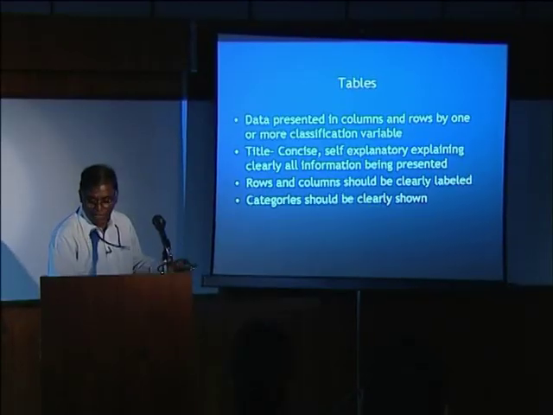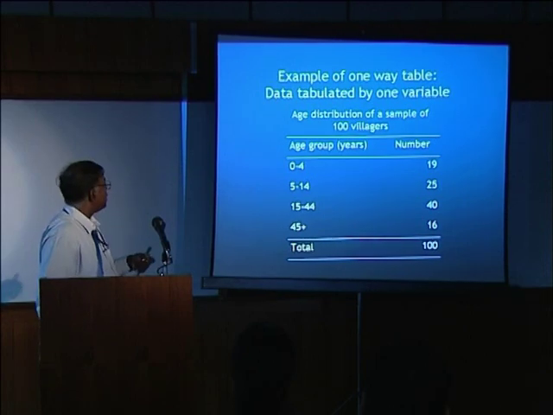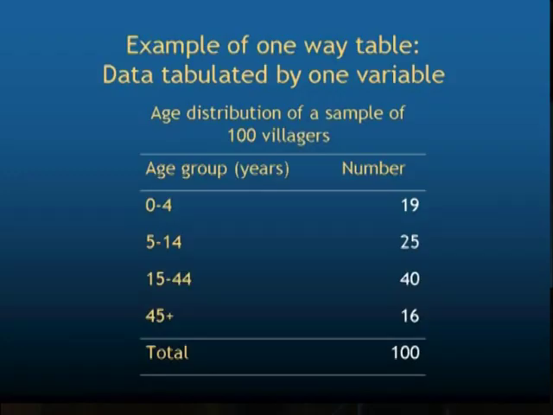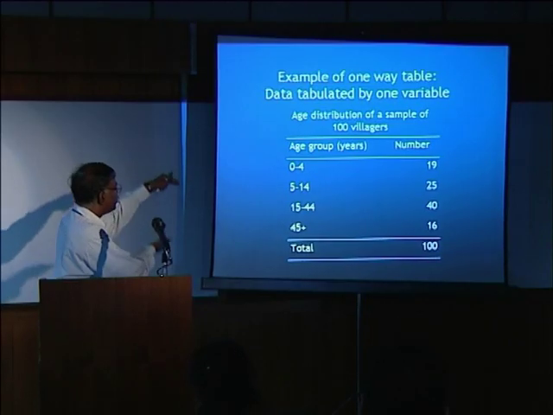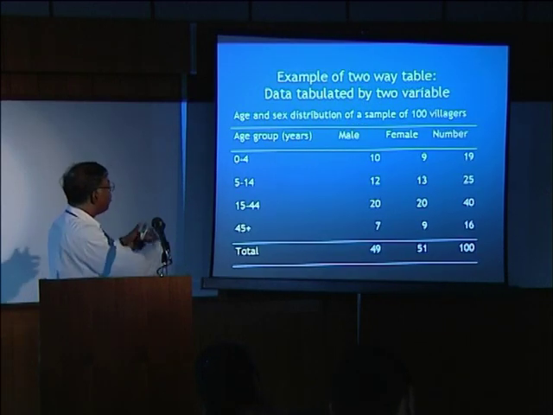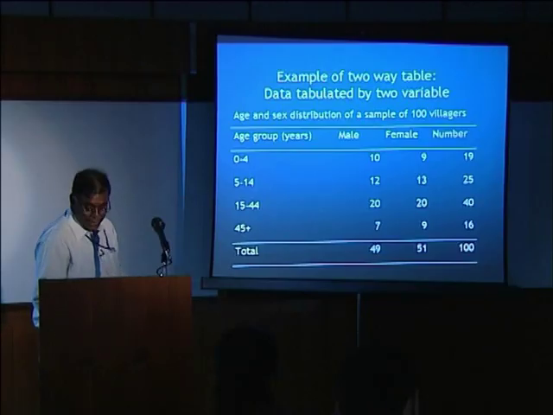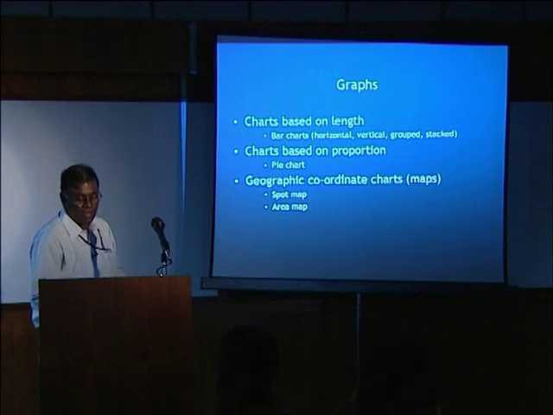Same thing is data presented in columns and rows, or tables. Of course, I need not tell you what a table is. But generally, try to make the title clear and say this is an example of a one-way table. We have age groups and the number of cases here. And this is an example of a two-way table where age group and sex are also there. Age and sex distribution of.